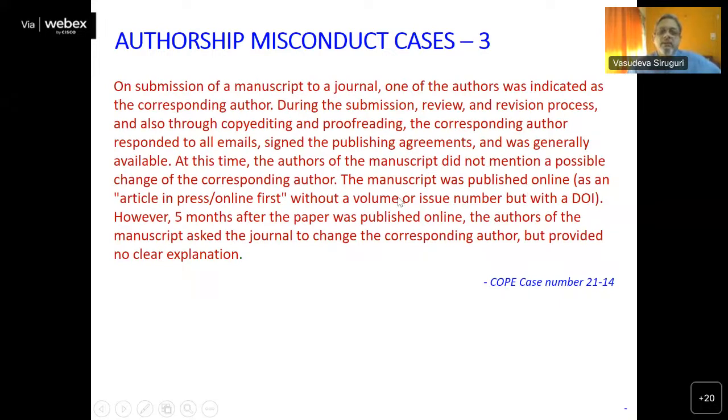Okay. And they are assigned what is called a DOI number. That's a digital object identifier number, which is unique to every manuscript. Okay. So after 5 months of publishing online, the authors of the manuscript asked the journal to change the corresponding author, but without any clear explanation.